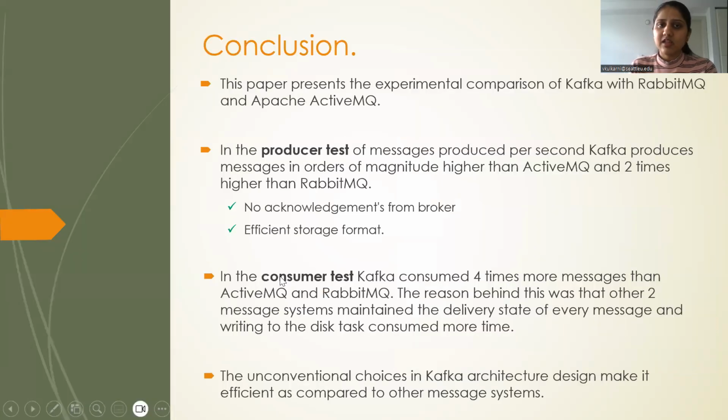So, in conclusion, there was an experiment done in this paper which compared Kafka with RabbitMQ and Apache ActiveMQ. There were two tests, the producer test and the consumer test. In the producer test, it was observed that Kafka produces messages an order of magnitude faster than ActiveMQ, and two times more than RabbitMQ.